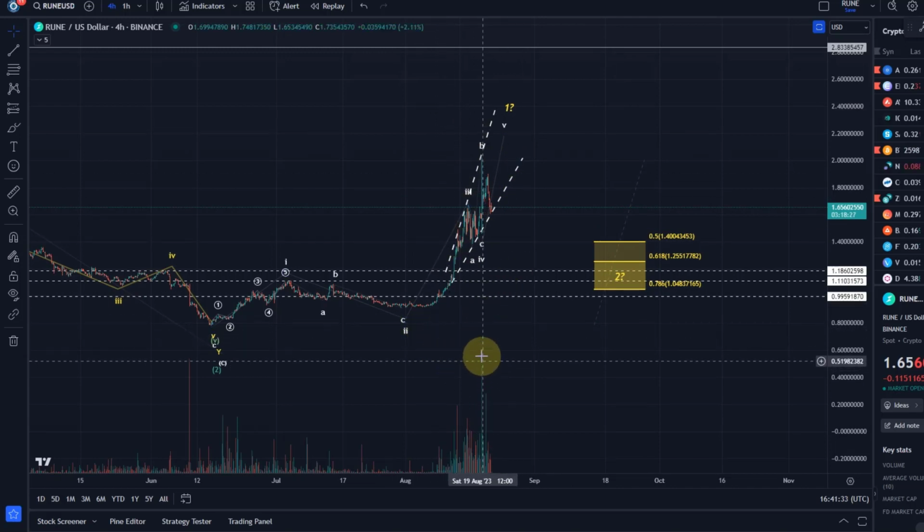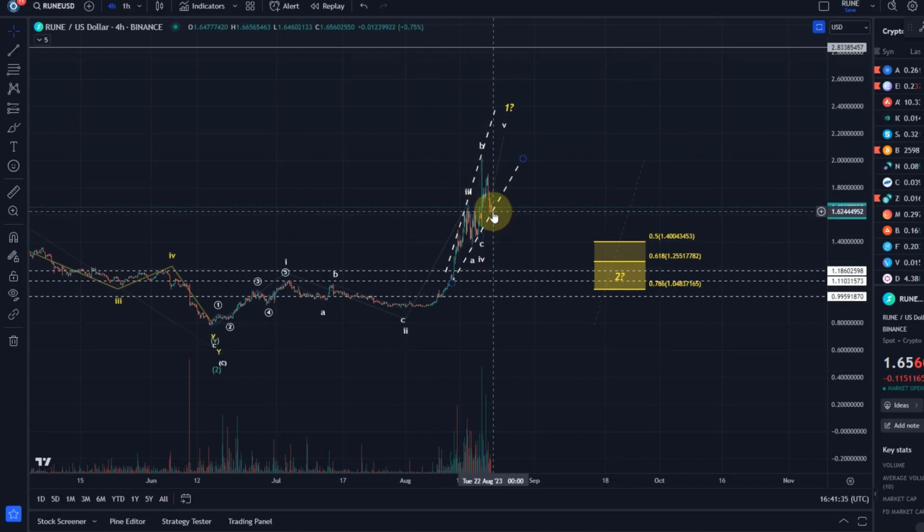So let's see if the market can turn around here. If it wants to maintain the uptrend, to be honest, it should turn around here. Otherwise, it will break below the trend line, which will make it harder to keep up the upside momentum.